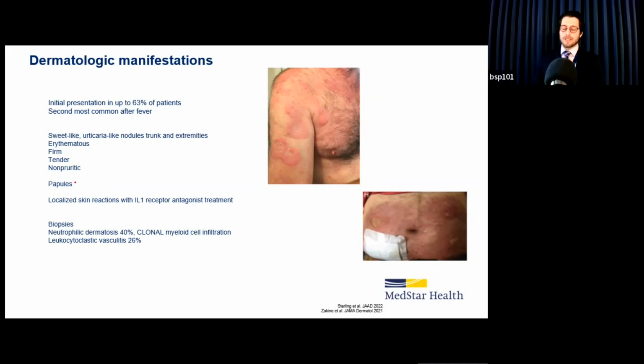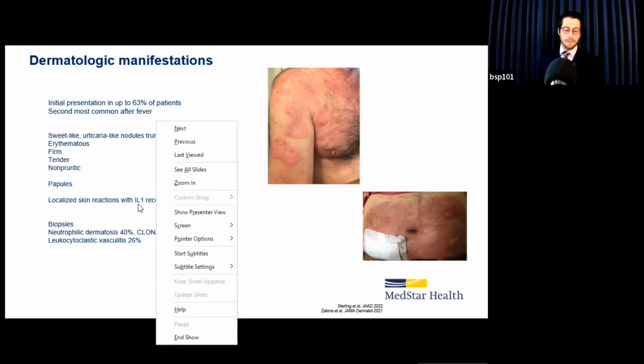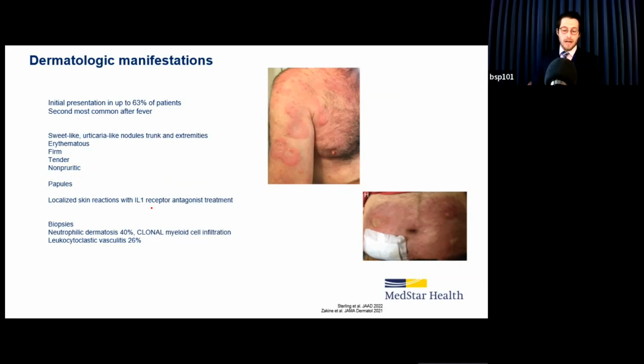Some patients have presented with papules, and something very characteristic is that when we use interleukin-1 antagonist treatment, because of all the inflammatory underlying process that is going on, they develop localized reactions. So this is a patient that was receiving anakinra. In the areas of injection, he developed actually a new rash or a worsening of the rash that he had before.